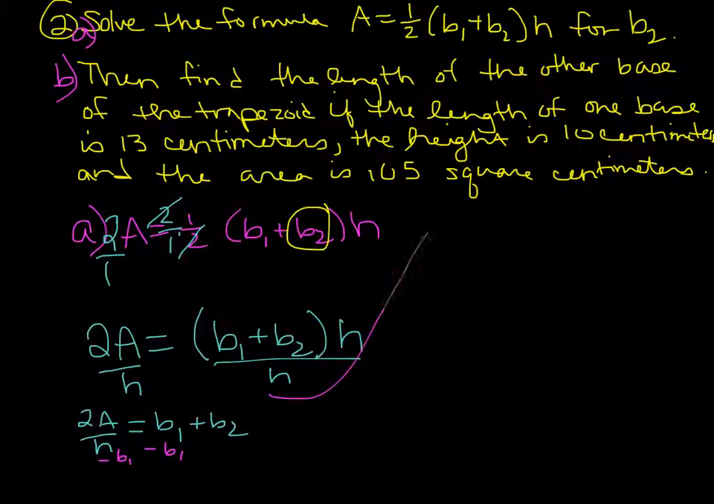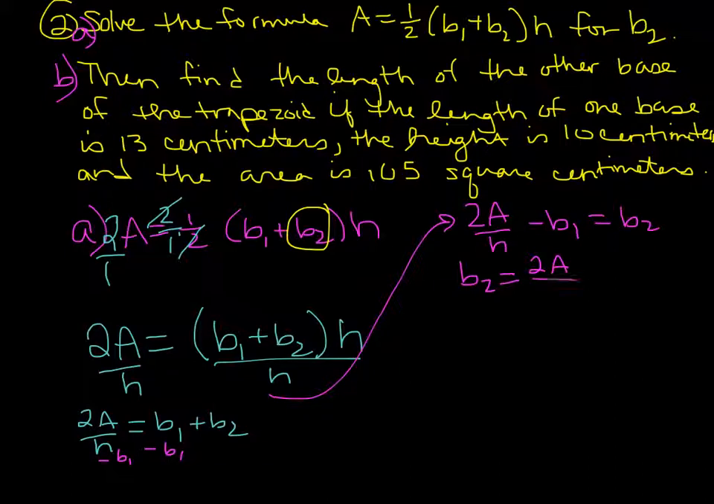And when I do that, my final answer is going to be 2a over h minus b1 equals b2. Or if you want to write it with the b2 first, you're going to get b2 equals 2a over h minus b1. This is a tricky problem. We'll do a few more examples with this.